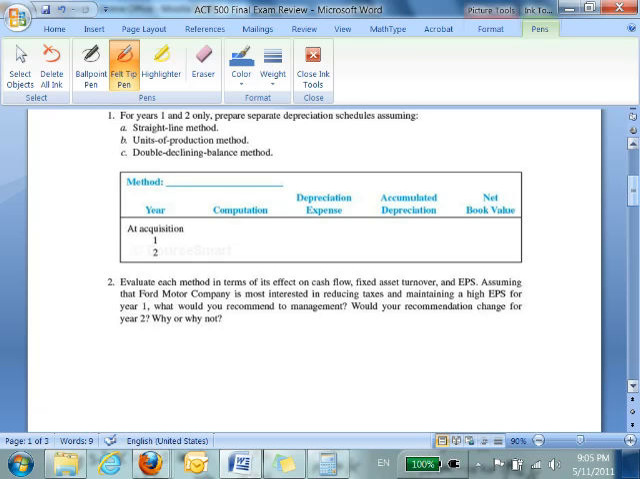For EPS, earnings per share, what would we do? We prefer the straight line method. This method, straight line depreciation, has lower depreciation expense compared with the double declining method. Low depreciation expense, high net income, and high net income would lead to higher earnings per share. Earnings per share equals net income divided by the number of outstanding stock shares.